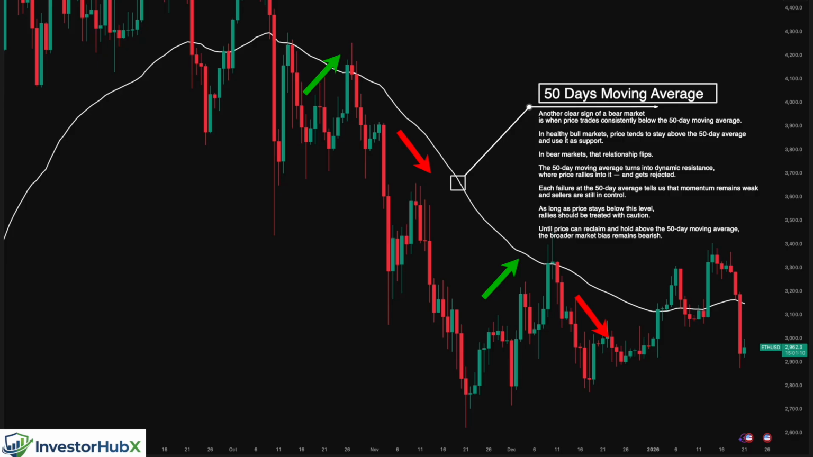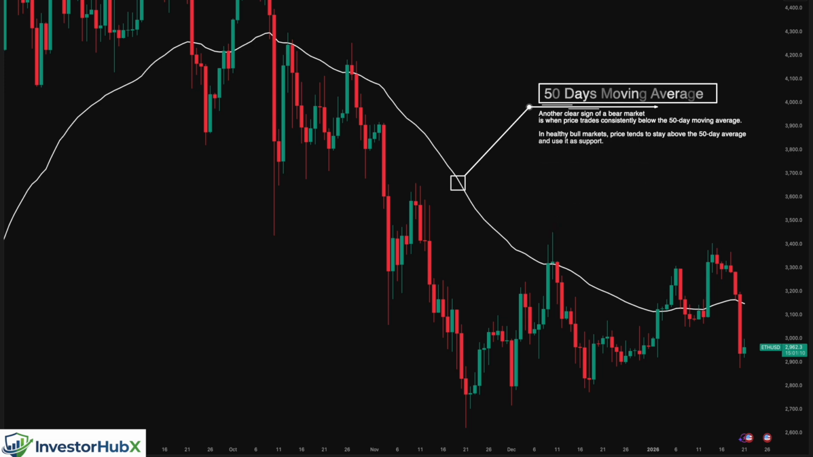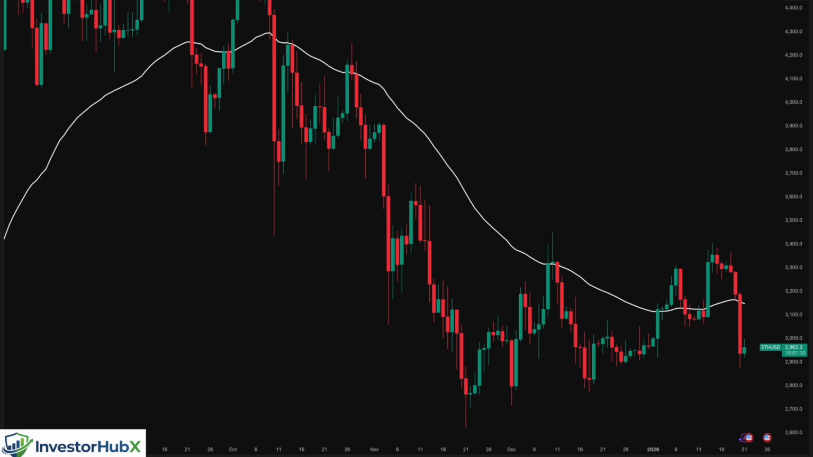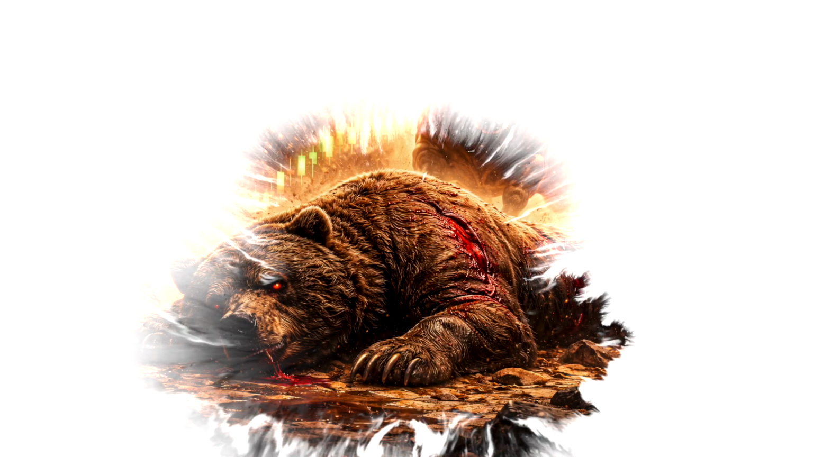Each failure at the 50-day average tells us that momentum remains weak and sellers are still in control. As long as price stays below this level, rallies should be treated with caution. Until price can reclaim and hold above the 50-day moving average, the broader market bias remains bearish. Next, we'll talk about the conditions required for a market to transition from a bear market into a bull market.